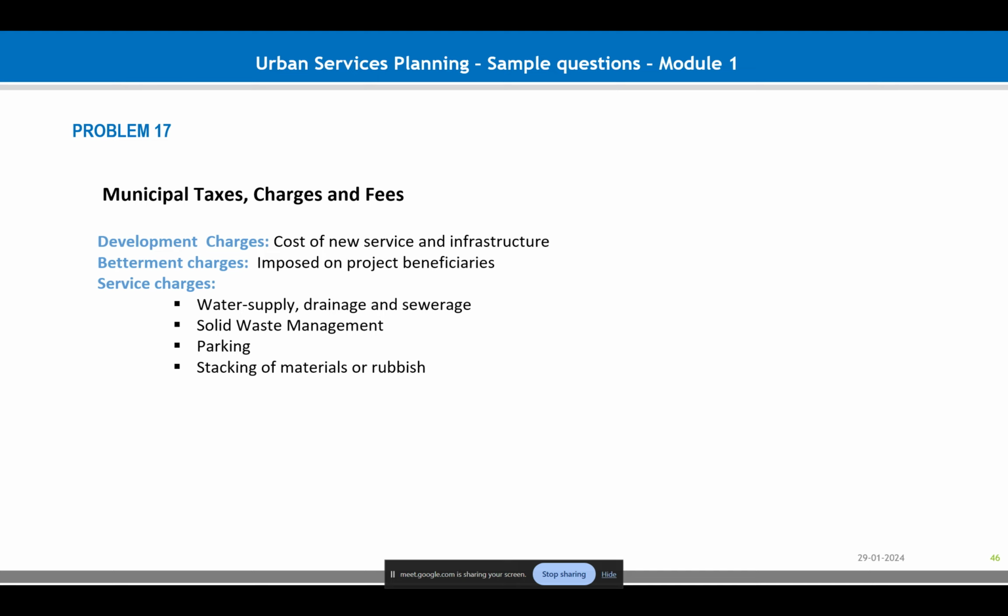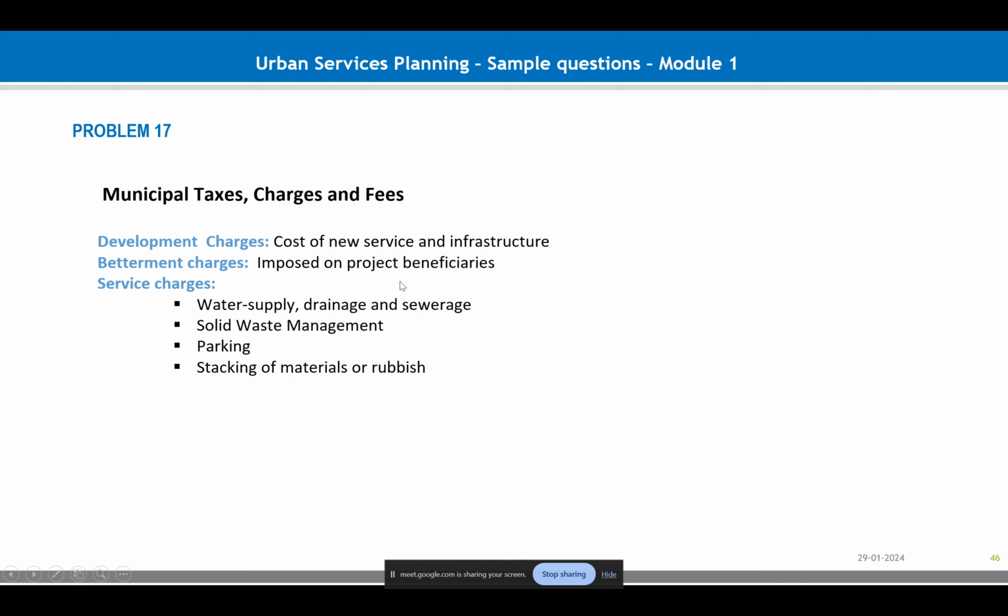Hmm. I think I'll have to get back to you regarding that. I'm also very clueless on this. All these definitions came up, so maybe it can be clarified in the next class. Yeah, I think I'll get back to you regarding a good example of what can be a betterment charge.